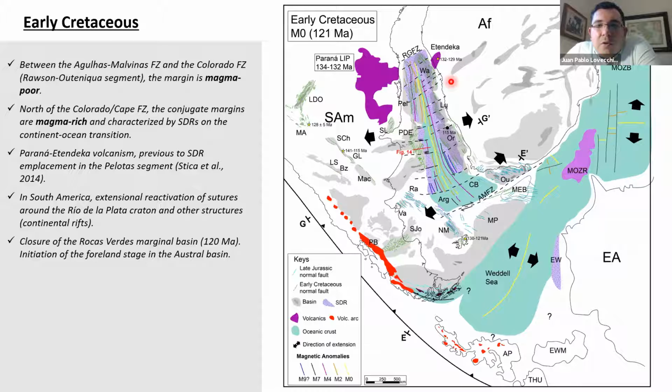Finally, a representation for the Aptian, with oceanic crust already being accreted here in the central part of the Atlantic, and subsidence on top of the SDRs. The Aptian is the moment of transgression of the sea above the coastlines and the position of source rock.